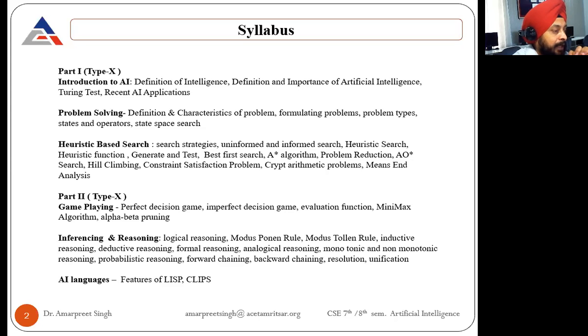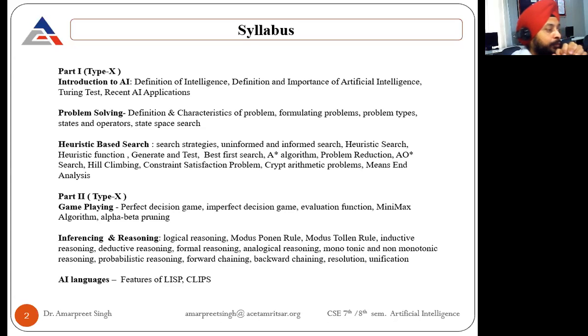Here you will study the definition of the terms intelligence and artificial intelligence, the importance of artificial intelligence, the Turing test, a very important test, and recent AI applications. Along with this, within the chapter you will also study the components of AI, the prerequisites of AI, and the technologies that play an important role in developing the concept of AI. So this is the first introductory chapter of AI.